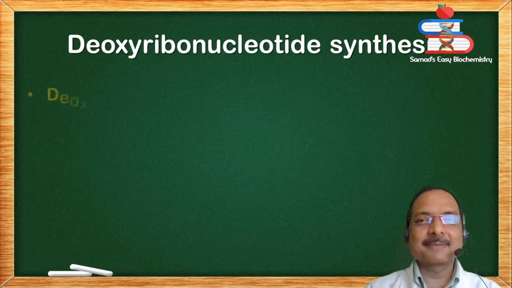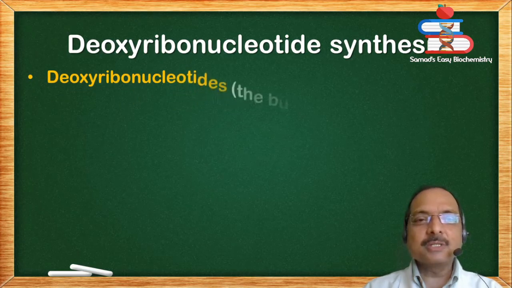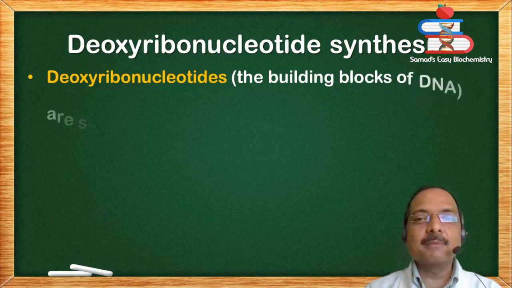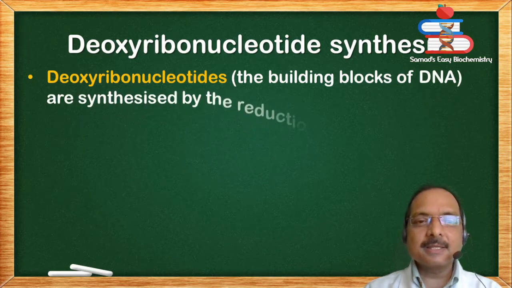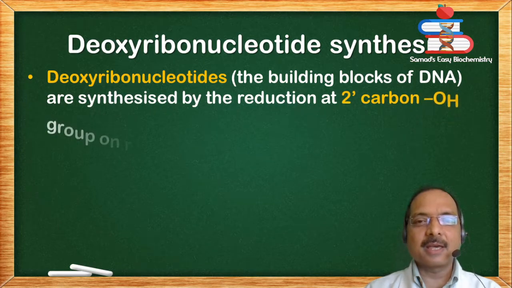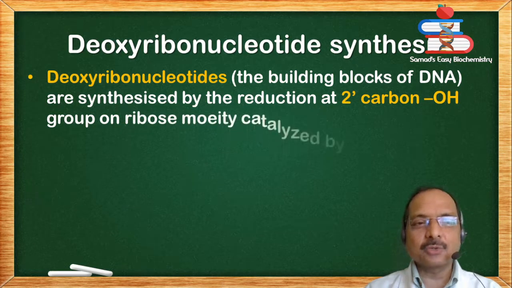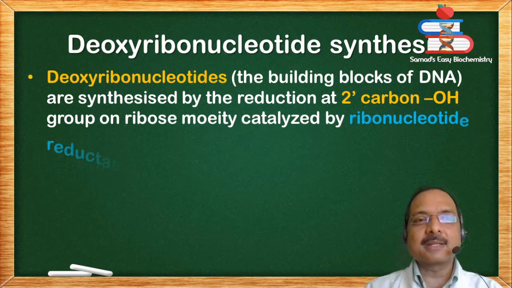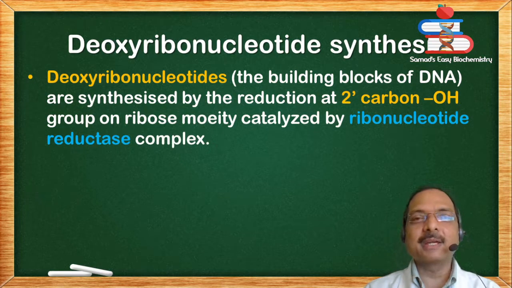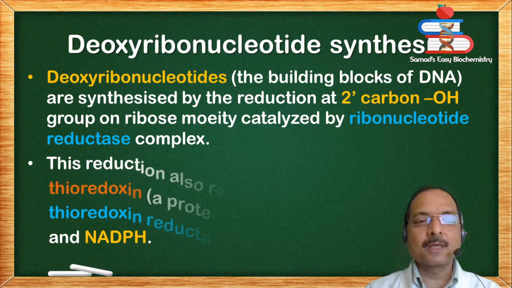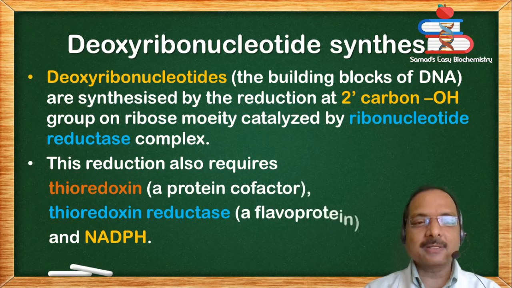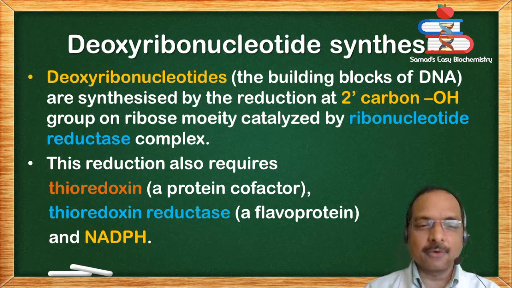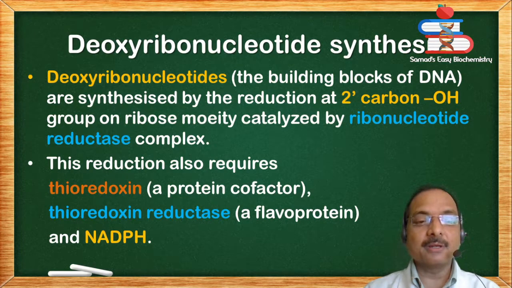Deoxyribonucleotide synthesis. Deoxyribonucleotides, which are the building blocks of DNA, are synthesized by the reduction at the 2' carbon OH group, that is, the hydroxyl group present at the second carbon atom on the ribose moiety, catalyzed by the ribonucleotide reductase complex. This reduction also requires a protein cofactor thioredoxin, a flavoprotein thioredoxin reductase, and reducing equivalent NADPH.